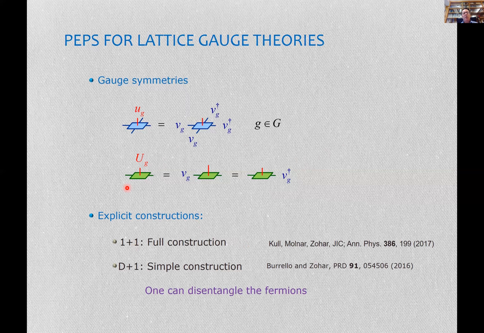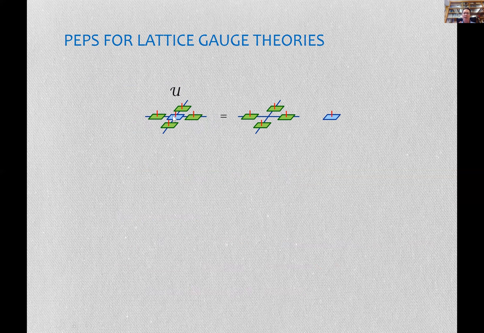Now if you use the particular way in which they solve these equations for different groups, then one realizes that it should be possible, for tensor networks built in this way, to apply a unitary transformation acting on a plaquette that disentangles the fermionic degrees of freedom from the bosonic degrees of freedom. Again, we don't know if it's the most general way, I don't think it is, but this particular way of building tensor networks explicitly has the property that you can disentangle the fermions locally.